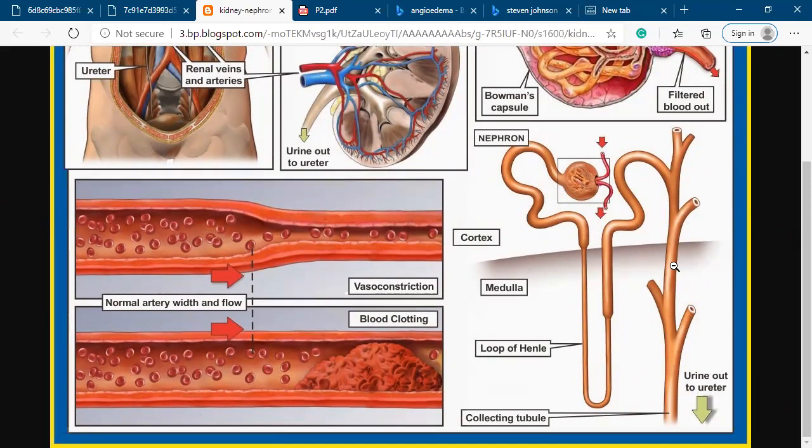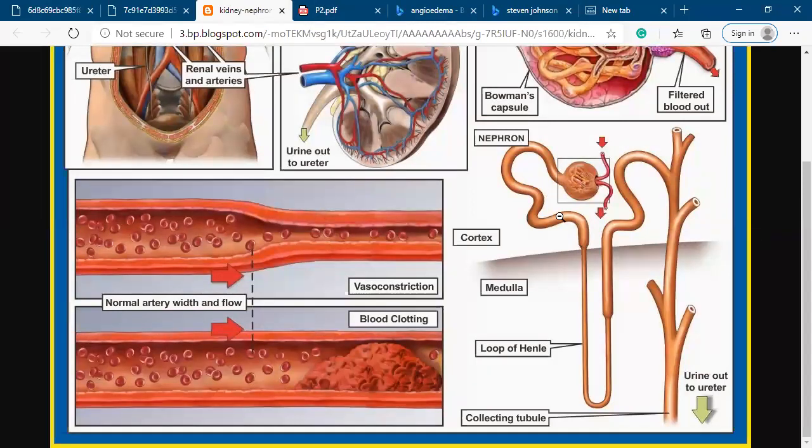There are 3 points. The structural unit of the kidney is called nephron. If NCLEX would ask, what is the structural unit of the kidney? It's called nephron. Nephron has some parts.